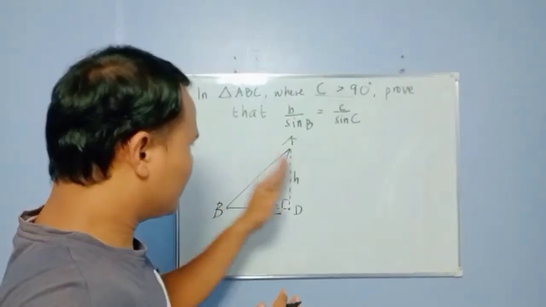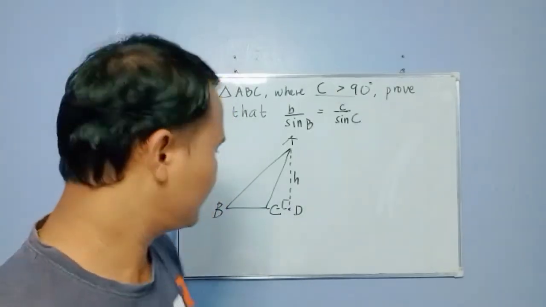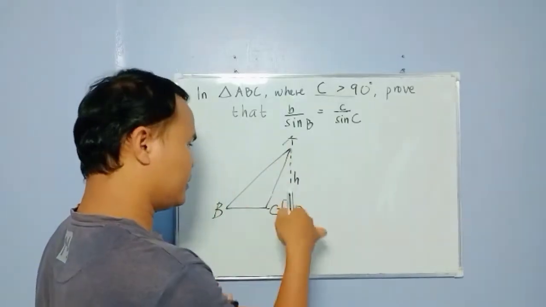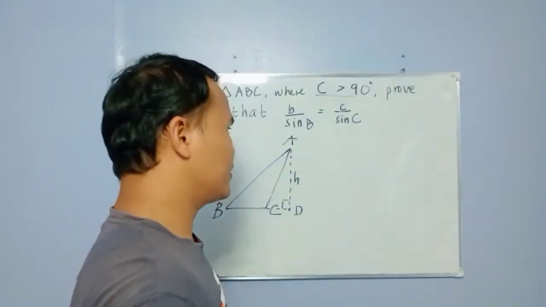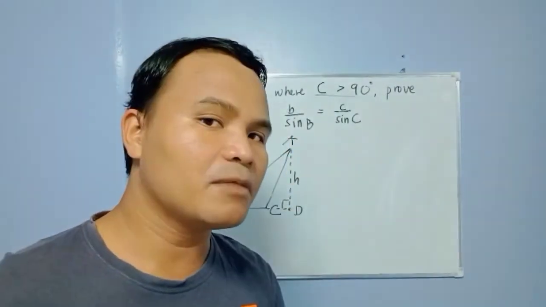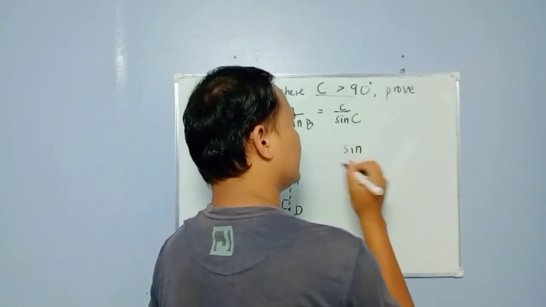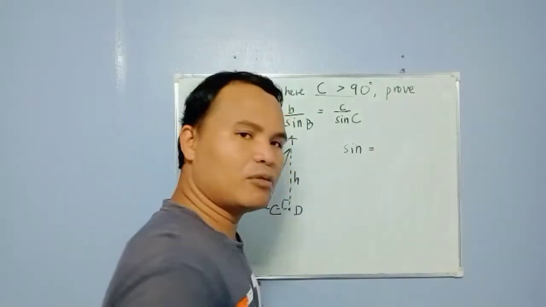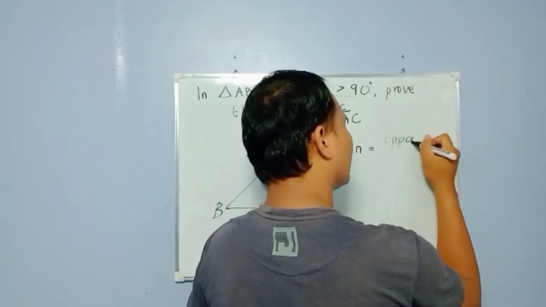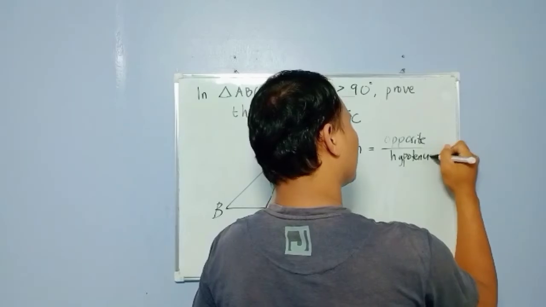Now, the triangle has two right triangles: this one and the bigger one. Two right triangles. Since we have right triangles, we can apply the trigonometric ratio. Sine. We know that sine is equal to opposite over hypotenuse.